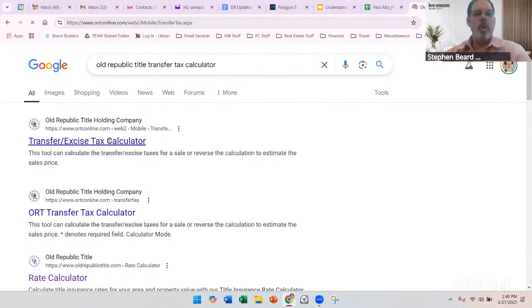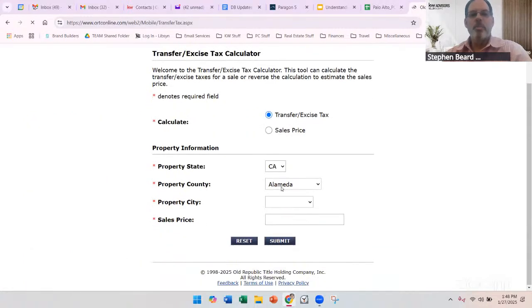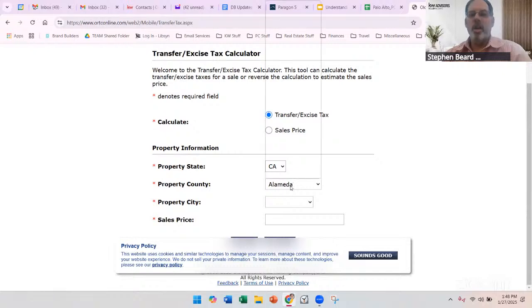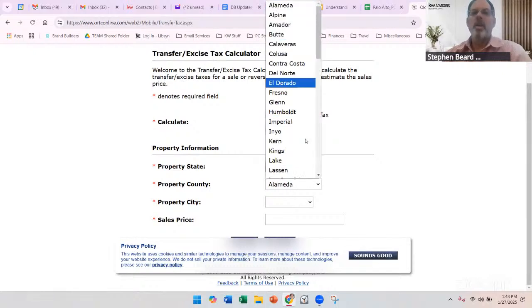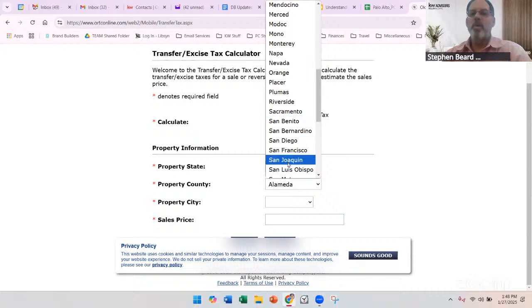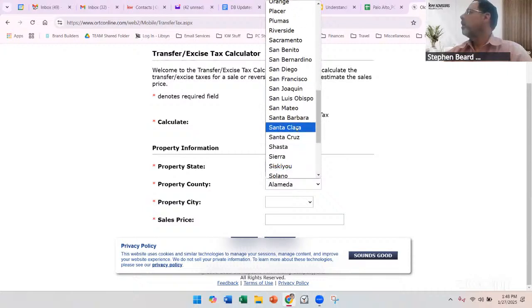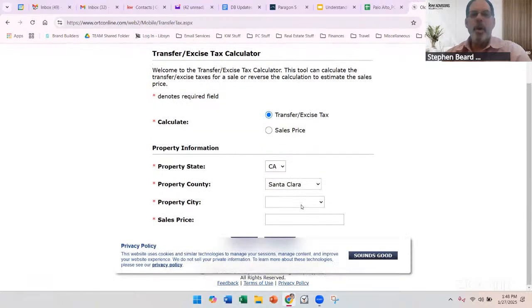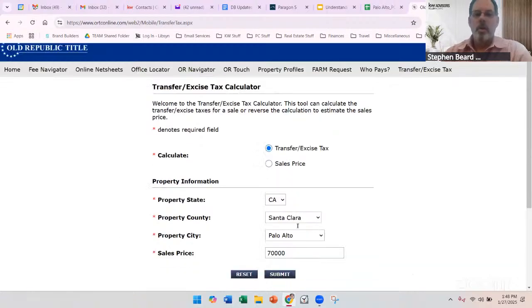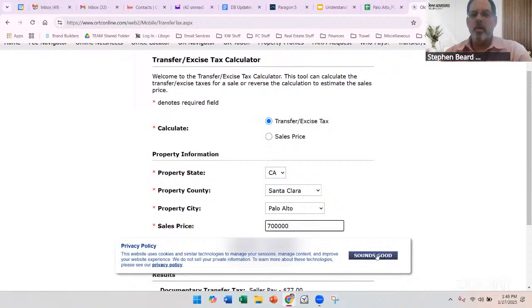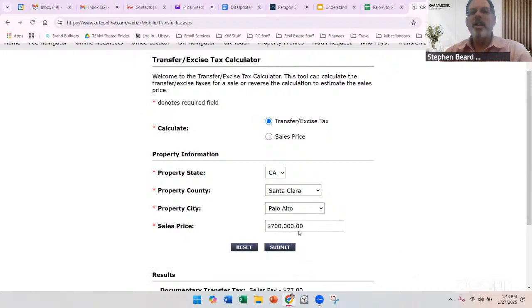So here's Old Republic. It's one of the companies. And I'm going to their calculator, and the property is in San Mateo County, right? We're in San Mateo. Or Santa Clara? Santa Clara, sorry. And then the property city is Palo Alto. And the sale price, say, is 700,000. Okay, let's just make it 1 million. It'll be easier to calculate.